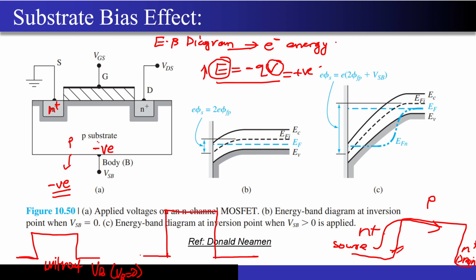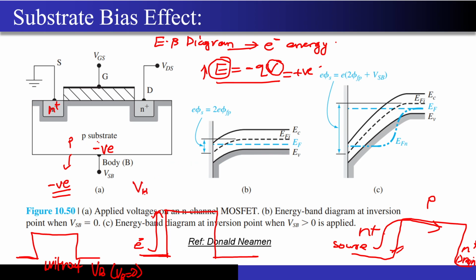This barrier will actually increase, right? So now because this barrier has increased over here, electrons will find it difficult to cross it and move into the drain region, right? So what does this intuitively tell us?